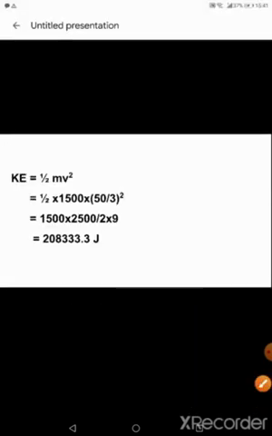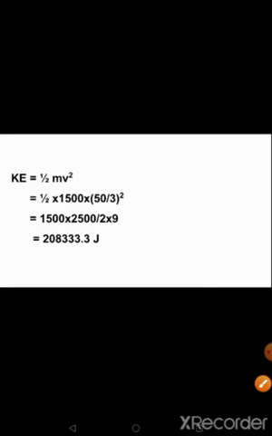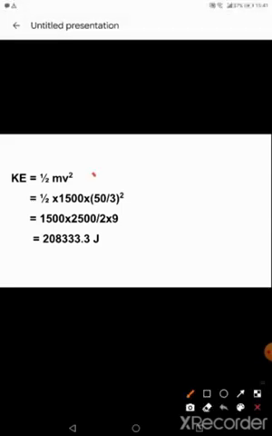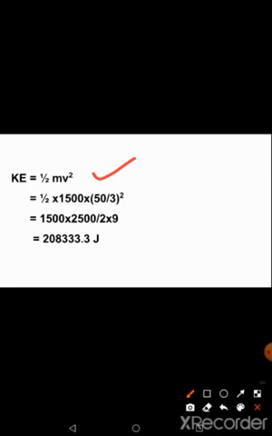Now, next step. So we are calculating the work to be done in order to stop a moving car. So taking the formula, kinetic energy as half mv square, in the place of m, you will substitute the mass of the car, which is equal to 1500. In the place of v square, I'll write 50 upon 3 the whole square, because just now we had converted 60 kilometer per hour to meter per second, which we got as 50 upon 3.